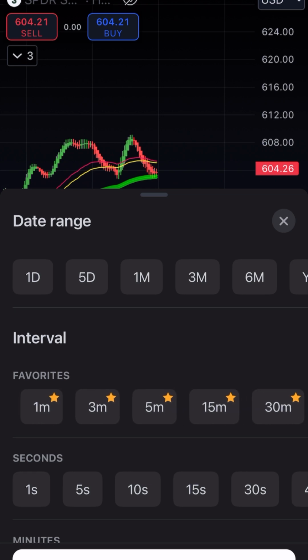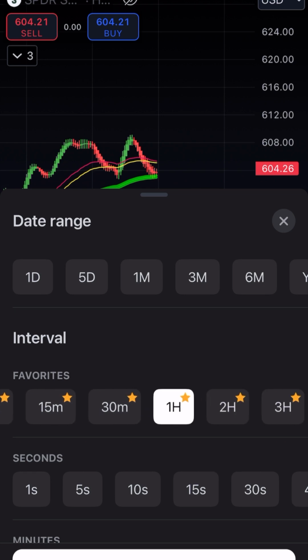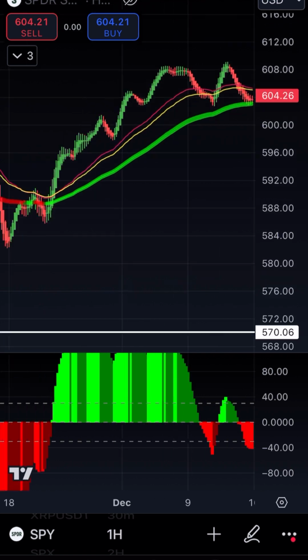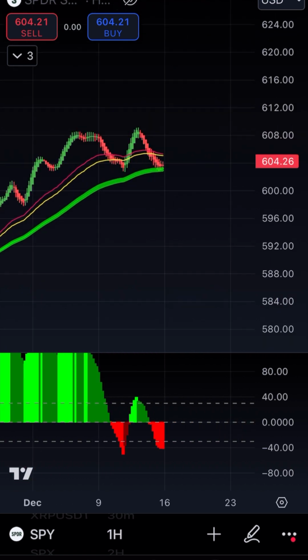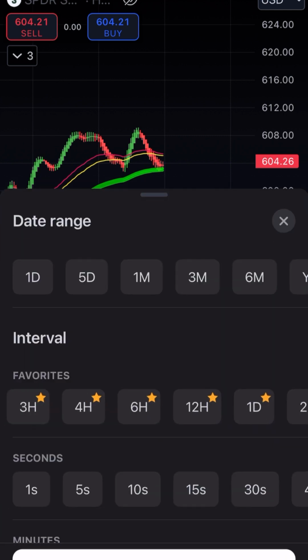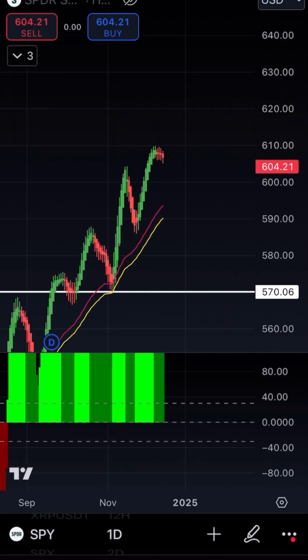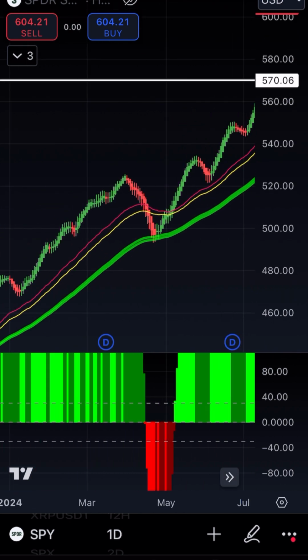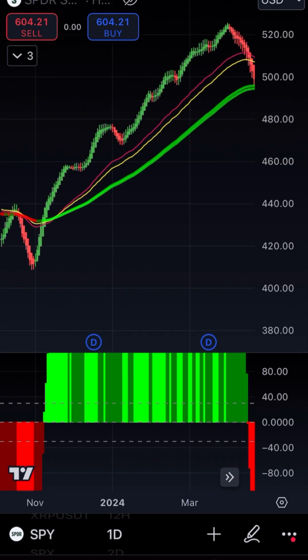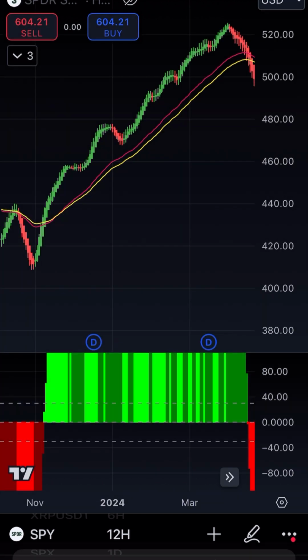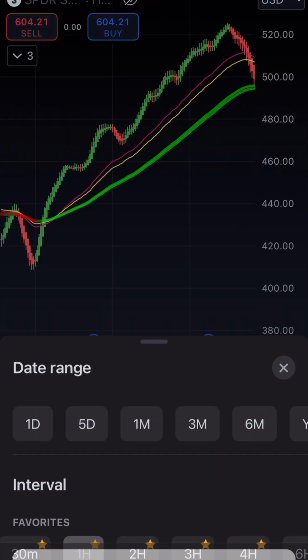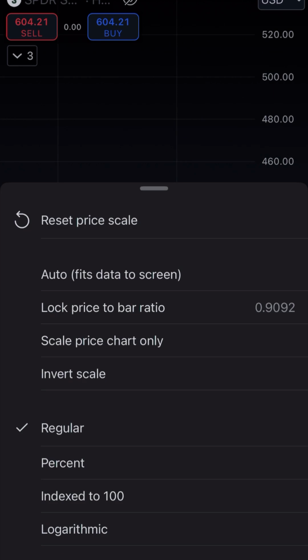You can go look at this on an hour if you want to be more specific. Well, actually, we're on the hour chart right now. So on the hour chart, it's in an uptrend, and we can also look at this on the daily. If we look at it on the daily, we can tell that this has also been in an uptrend. So the daily is an uptrend, and the hour is an uptrend.